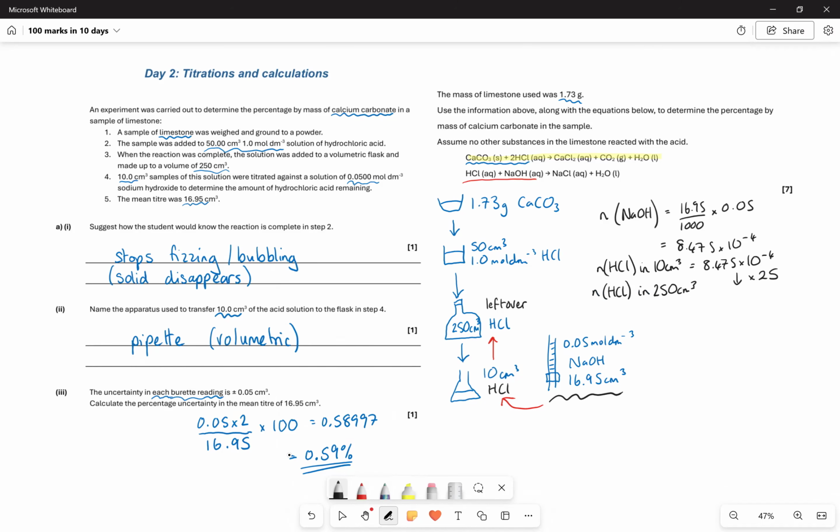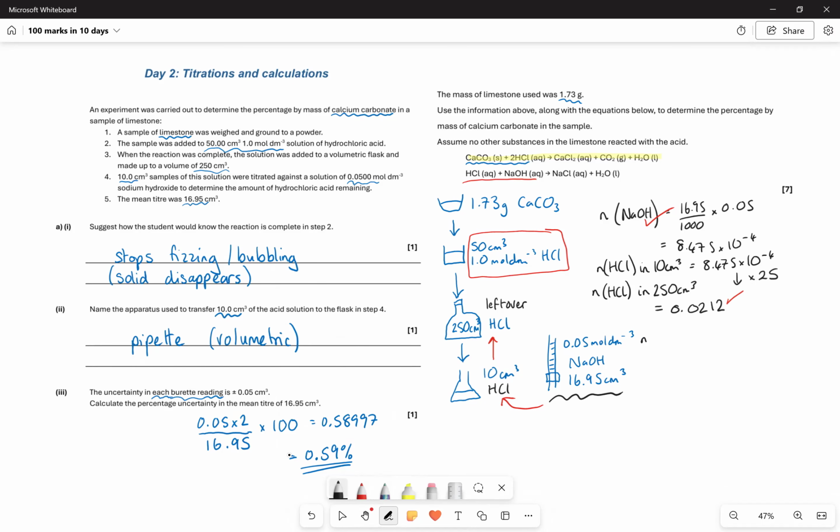So that is going to get me 0.0212. So far we've had a mark for working out moles of NaOH and would have a mark for working out the moles in 250, because you don't really get a mark for that one-to-one step. Okay, now that is the leftover acid. So let's have a look at where that came from. It was left over after the acid here in the beaker reacted.